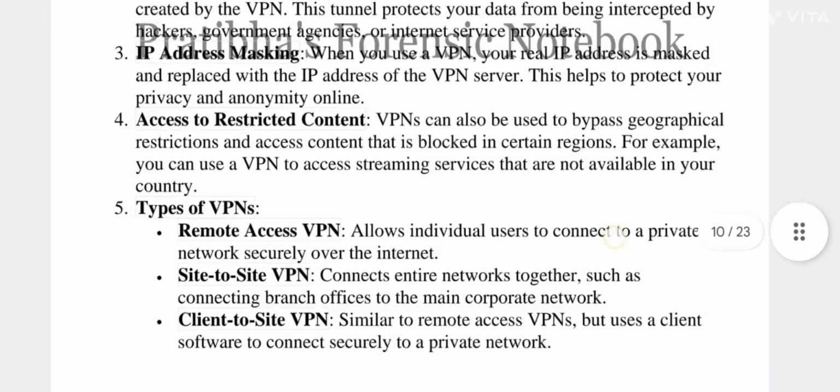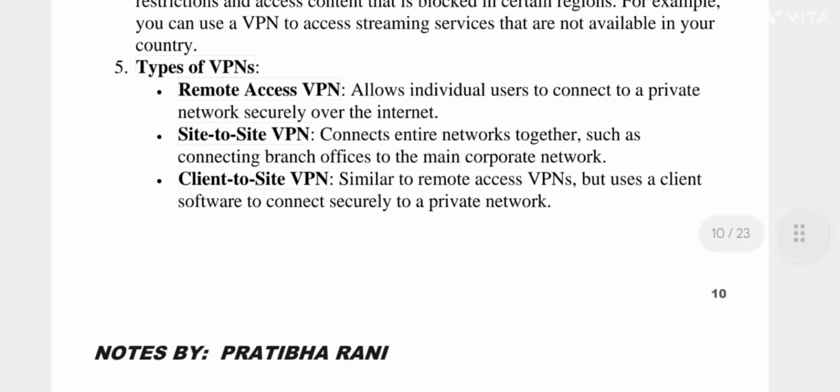Then the types of VPN are: remote access VPN, site-to-site VPN, and client-to-site VPN. Remote access VPN allows the user to connect to a private network. Site-to-site VPN is also known as router-to-router VPN. Basically, it connects entire networks together, such as a branch office to the main corporate office.